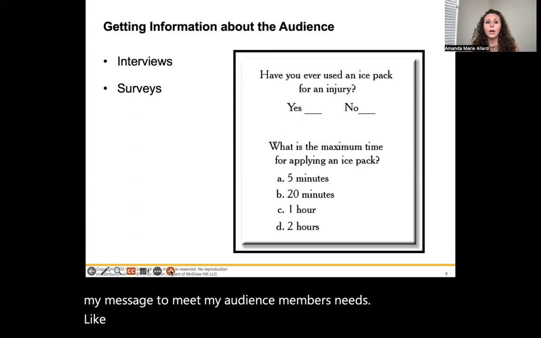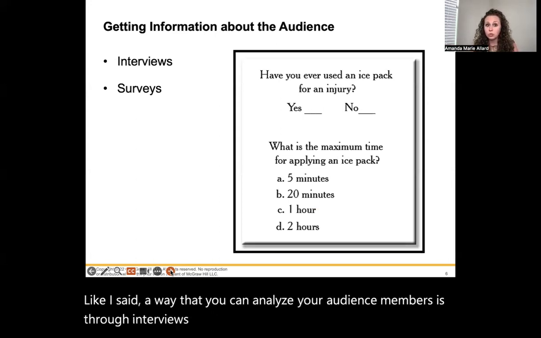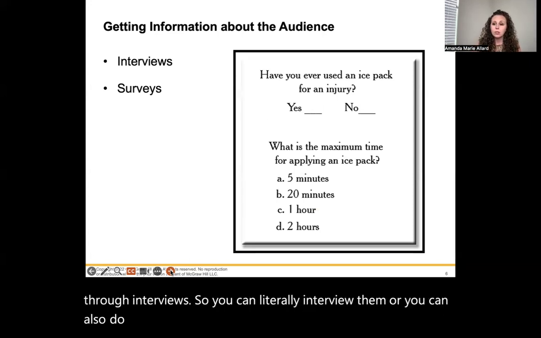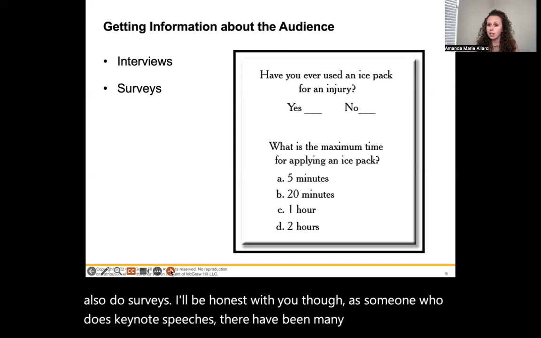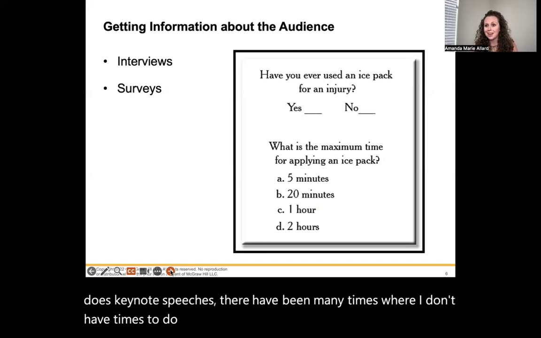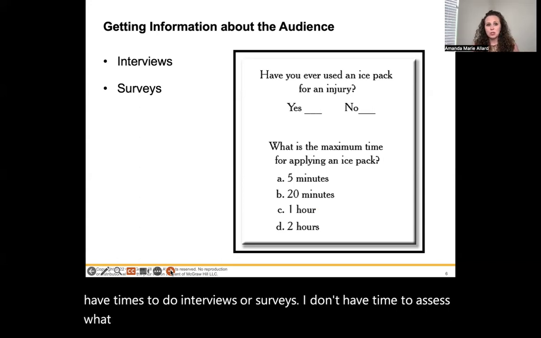Like I said, a way that you can analyze your audience members is through interviews. So you can literally interview them, or you can also do surveys. I'll be honest with you though, as someone who does keynote speeches, there have been many times where I don't have time to do interviews or surveys. I don't have time to assess what my audience members want and need.